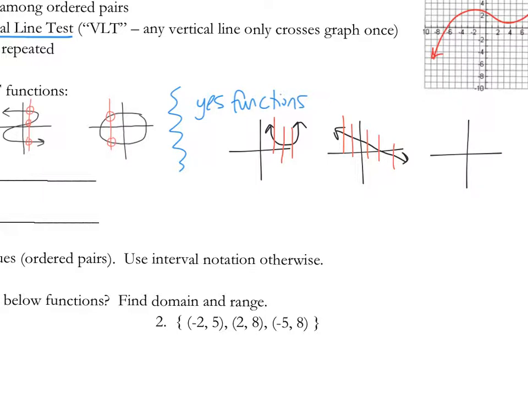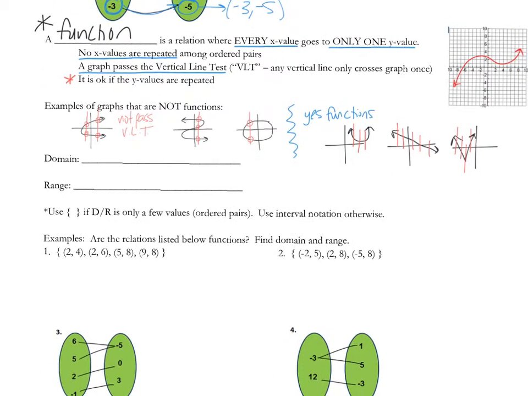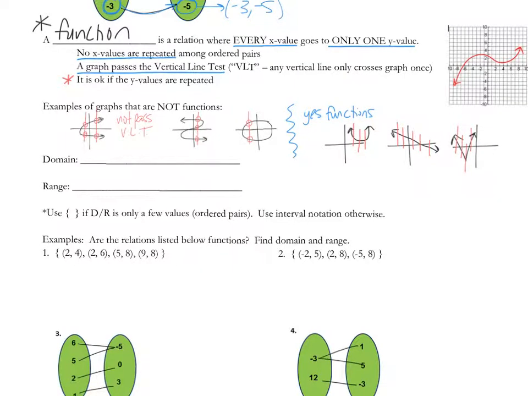I'll give you another one that we'll talk about in a little bit. How about an absolute value graph? Have you ever seen what an absolute value graph looks like? It's a perfect V. And if you draw a vertical line on that graph anywhere, it will only touch the graph one time. So that's good. These are all functions. And so what you're looking for in terms of the vertical line test is whether any vertical line crosses the graph in more than one place. That means that it is not a function.